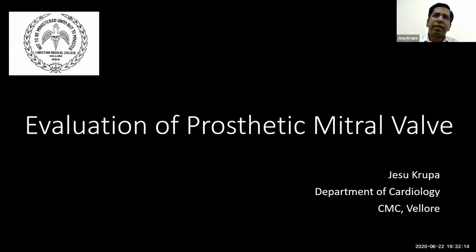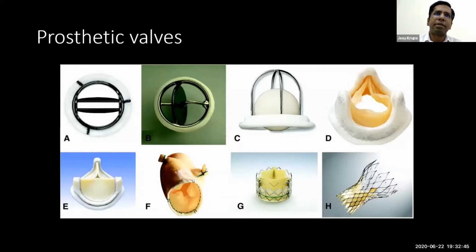But I'll be showing you a few cases, a spectrum of cases, and hopefully people who are starting off or who don't feel very confident about this topic of handling prosthetic valves, hopefully there will be something to take from this. So I'll try to keep it very simple, and also there will be much repetition even from previous talks, just so that we can remember better.